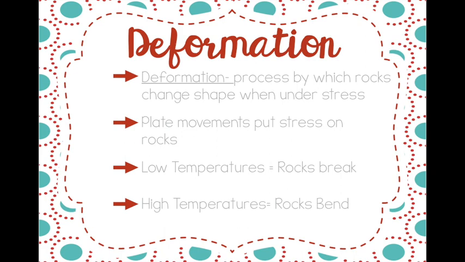Deformation is definitely a vocab word. It's the process by which rocks change shape when under stress. The example given in the book is the idea of the spaghetti. Think about if you're breaking the spaghetti noodles, you can bend them and bend them and bend them to such a point, eventually they're going to break in half. That is deformation. The same thing happens with rocks.